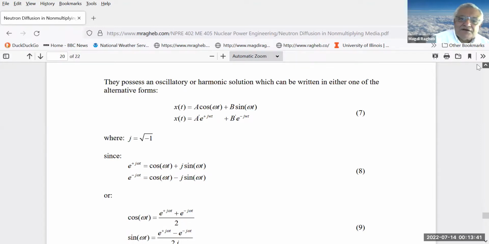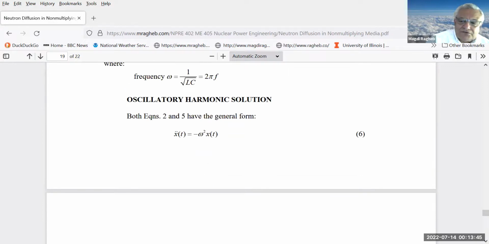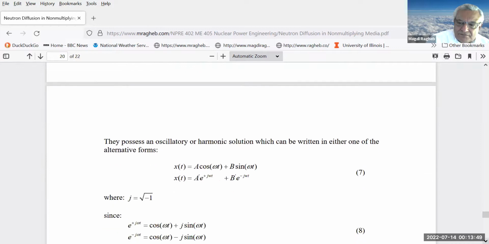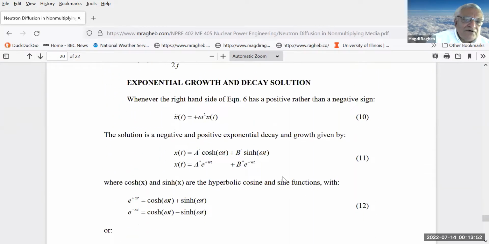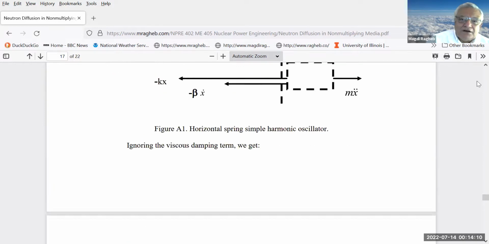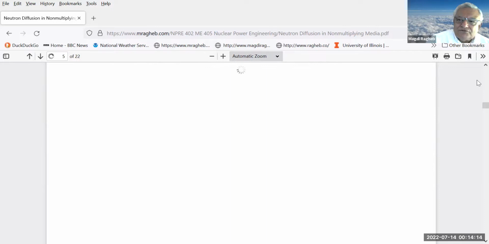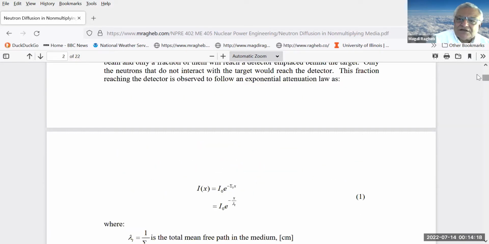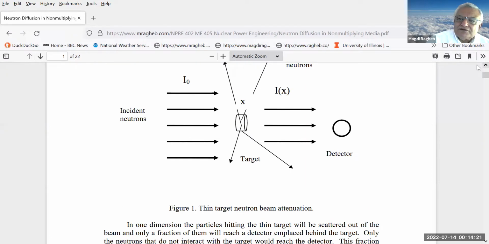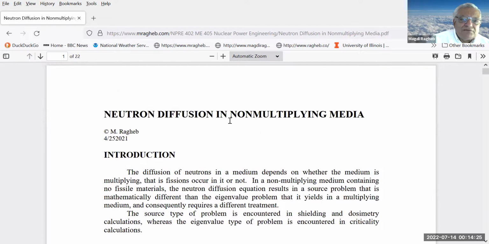When you have a negative sign here, the solution becomes harmonic or an oscillatory solution. And when it's positive, and that happens, in fact, in the case of a shield or a non-multiplying medium, you'll find that the sign takes a positive form. All right, so this is just a reminder from physics, because we are not going to reinvent the wheel here. We go back to our diffusion equation, and our ambition in this chapter is to find solutions in non-multiplying media. Remember, non-multiplying medium would mean a shield problem. It would mean also what we call a source problem mathematically.